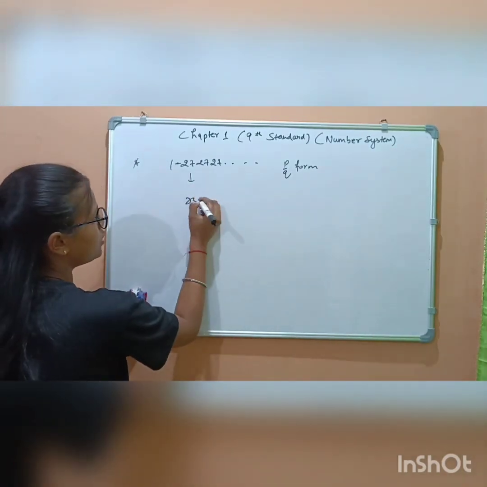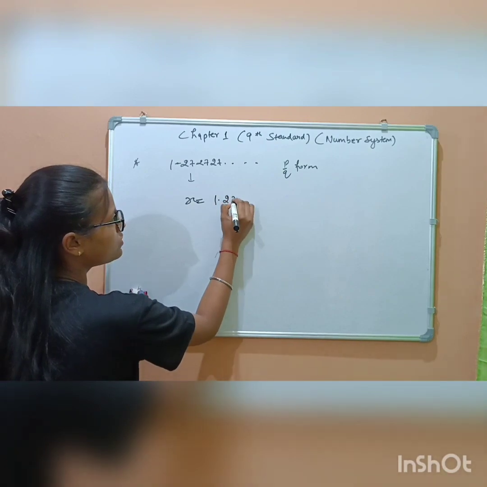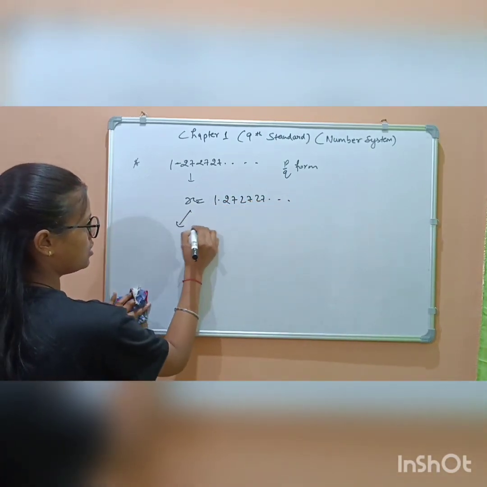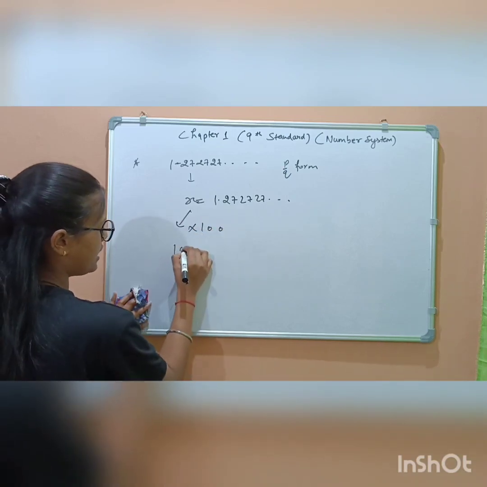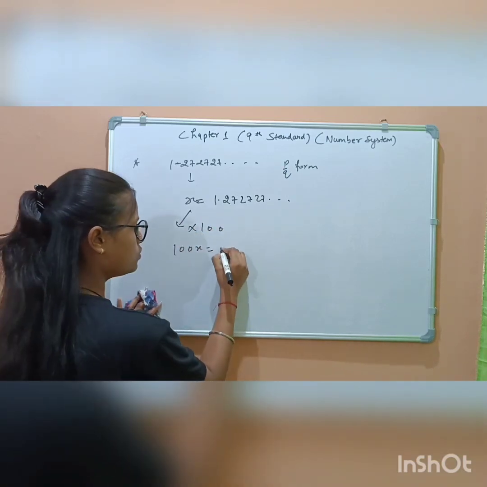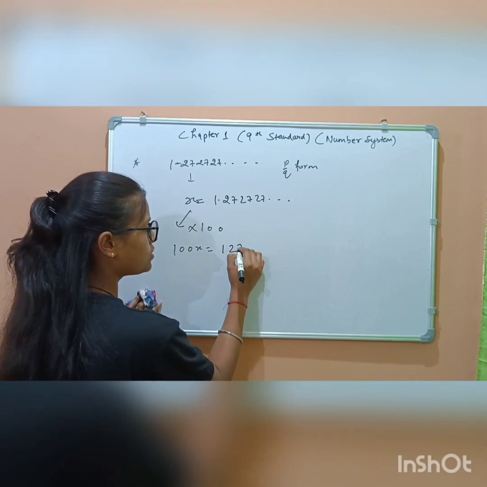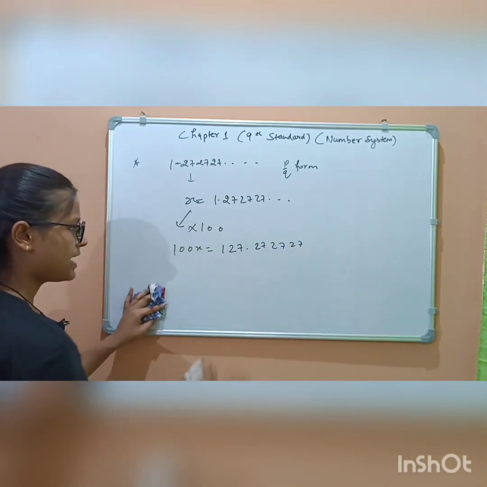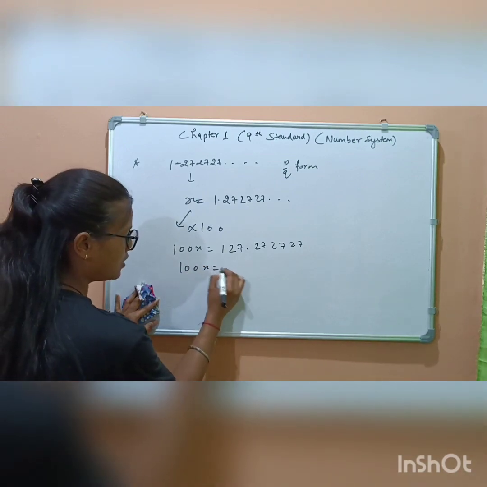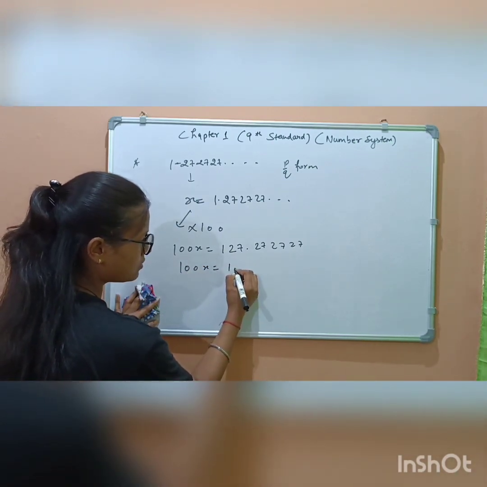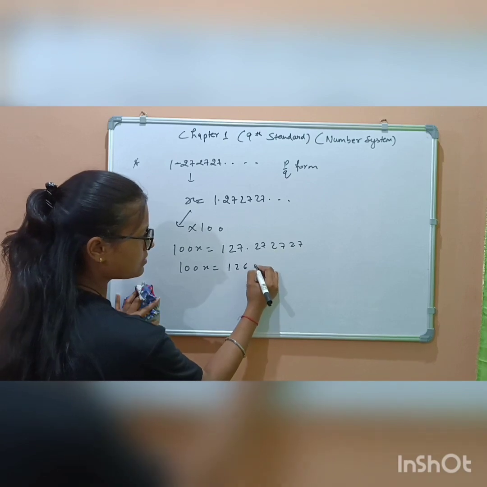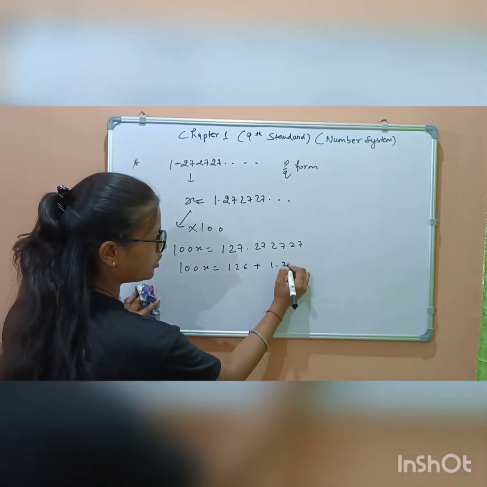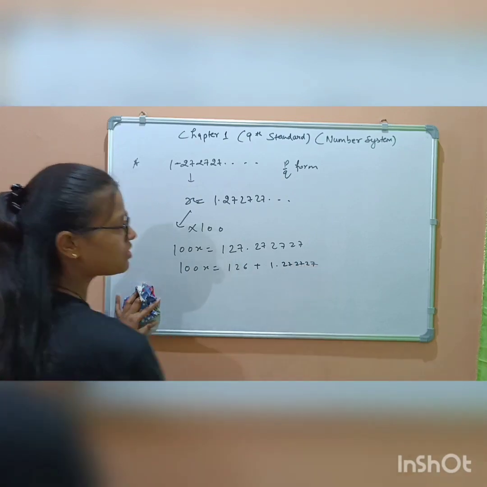Let's take x equals to 1.27 bar. Okay, multiply it by 100. You will get 100x equals to 127.272727. Okay, and this is nothing but what? This is 126 plus 1.272727. I can write it like this.